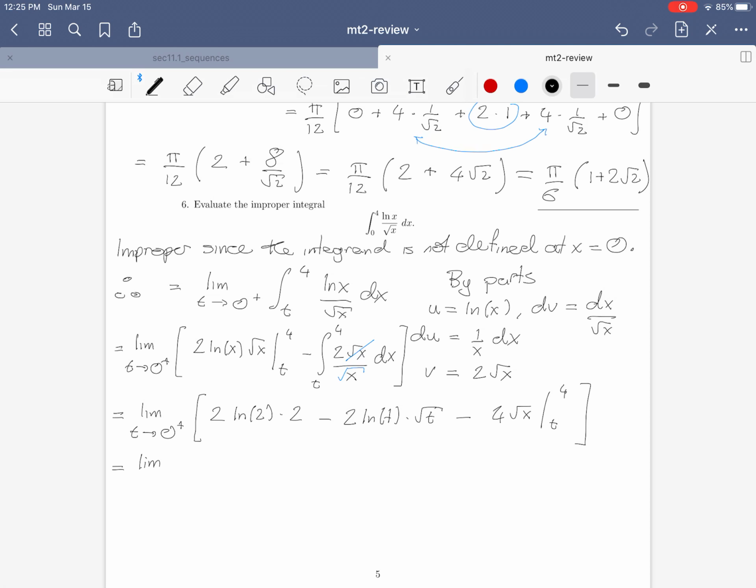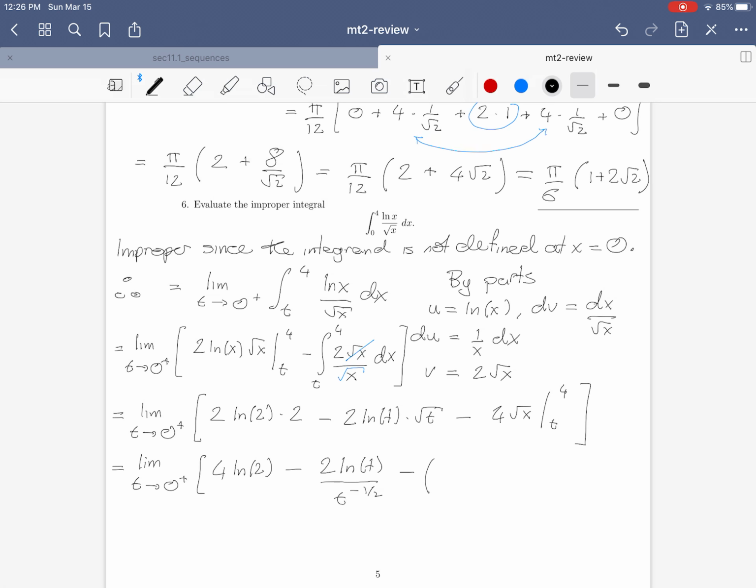So what do we have here? We have the limit as t tends to 0 from above. The first term is 4 ln 2 minus 2 ln t, and I'm going to write this as divided by t to the negative 1/2. The reason I'm doing this is because we're going to use L'Hopital's rule to evaluate that limit.